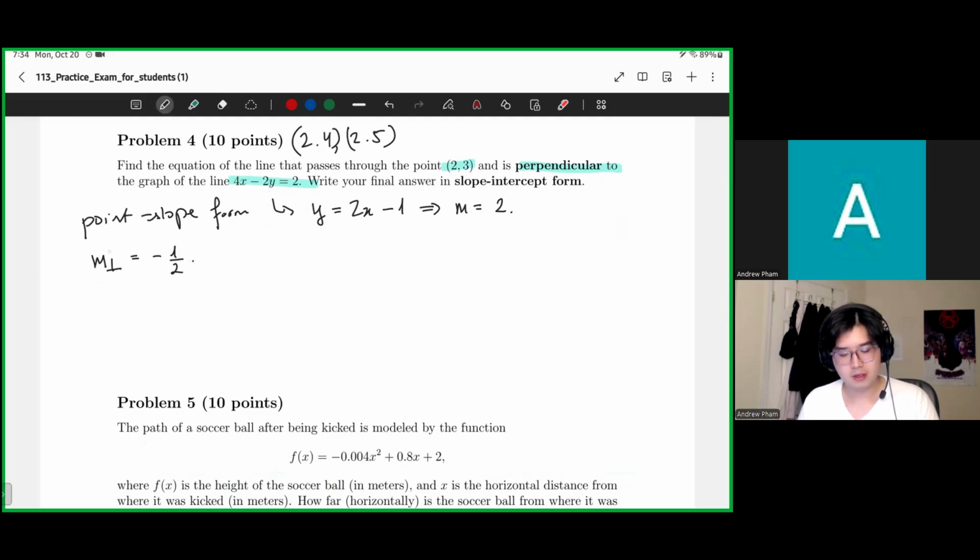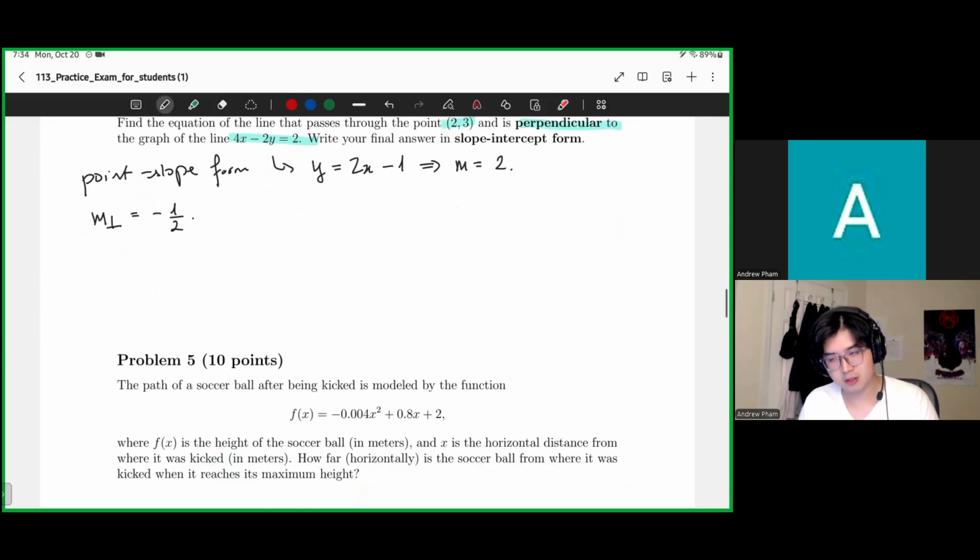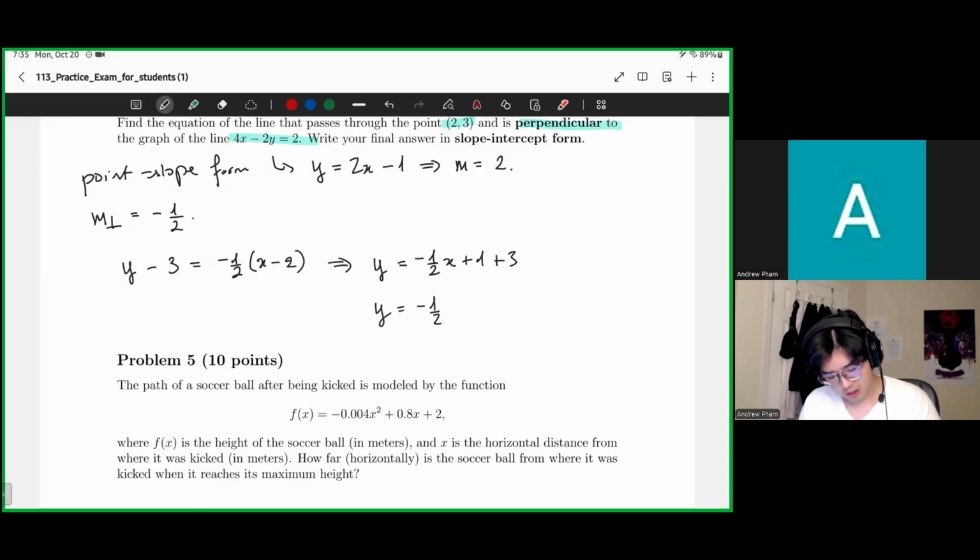So yeah, we have a slope. We have a point. Point-slope form, right? So the equation of the line that's perpendicular to the given line is given by y minus 3 is equal to minus 1 half times x minus 2, which implies that y is equal to minus 1 half x plus 1 plus 3. In other words, minus 1 half x plus 4. As such.